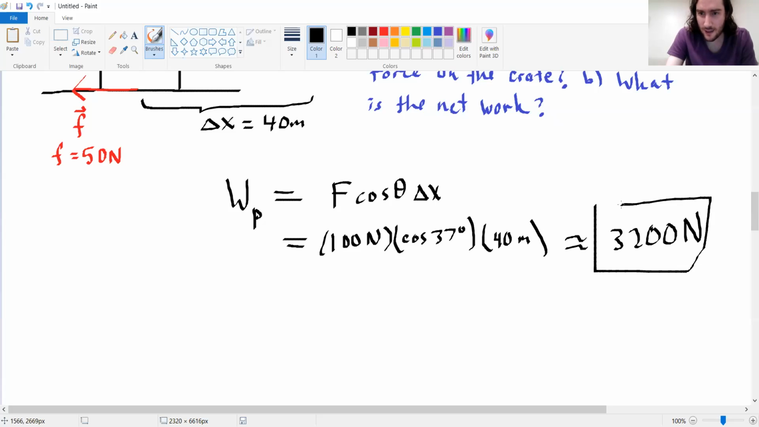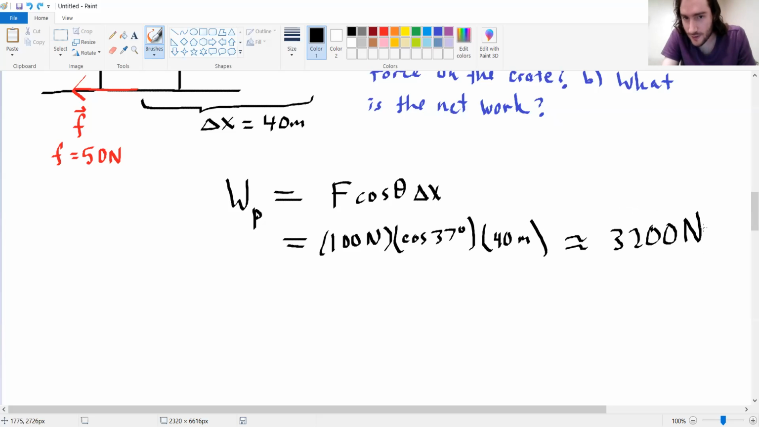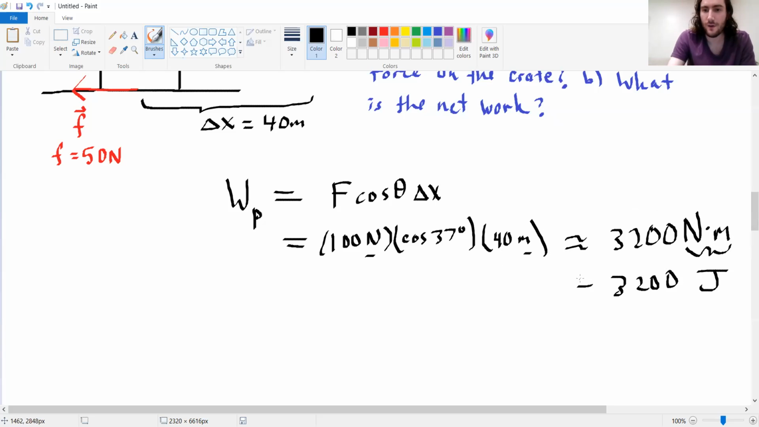So that's, excuse me, it's not newtons. Notice it's newtons times meter, right? So let me not make a mistake here. Newtons times meter, and we use a new unit for this, newtons times meters. We call them joules, with a capital J. So 3,200 joules, and this is a positive amount of work.